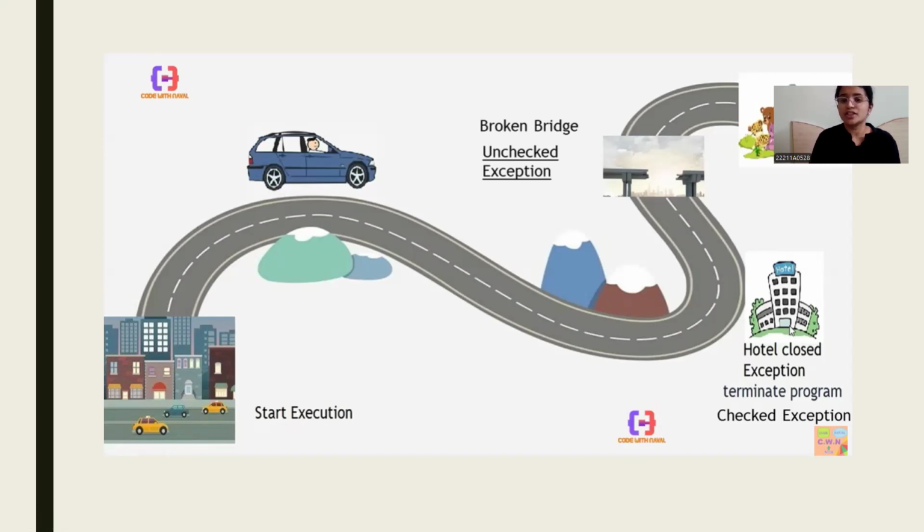And unchecked exceptions are like if in the middle of your way your road is not good, or the bridge is like that. The road was not there actually, so we can't move forward. That is a situation where unchecked exceptions come into the picture. So let us understand what are unchecked and checked exceptions.